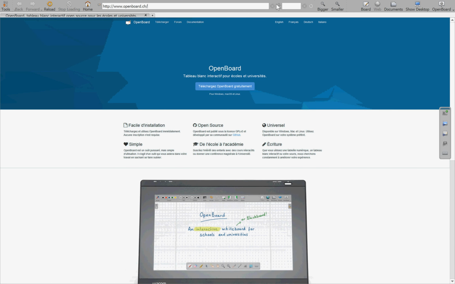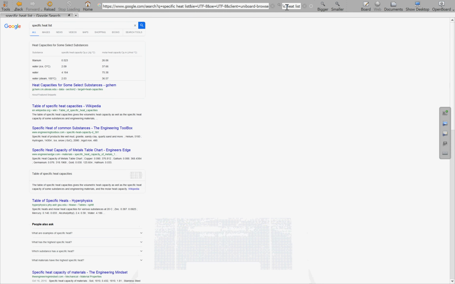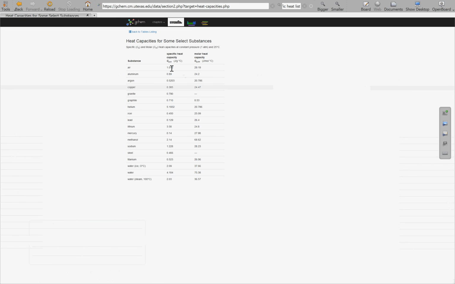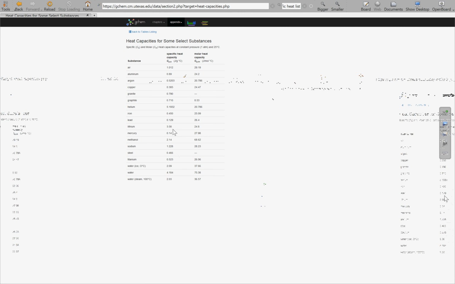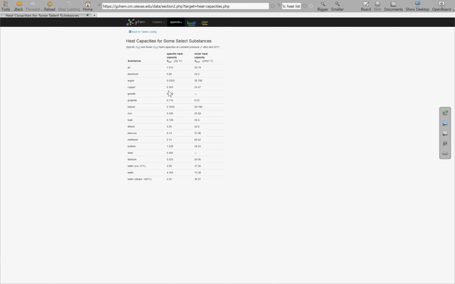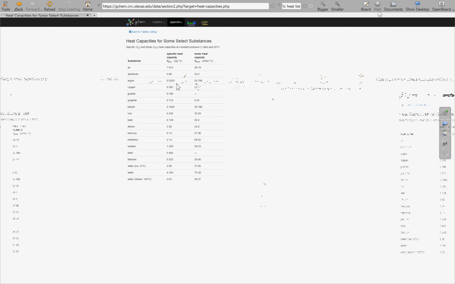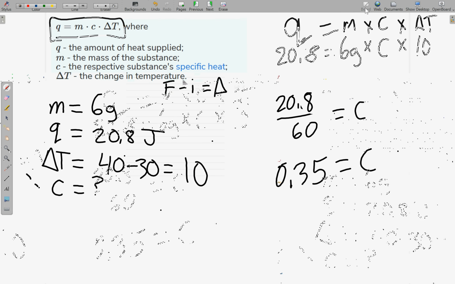So we could look at a, let's see if I can find specific heat list. I don't know if this will have it on here. There's 3.5. Yeah, no. Well, copper is 0.385. I don't know. This is what happens when you make up numbers. They may work, they may not. But that would be the specific heat.